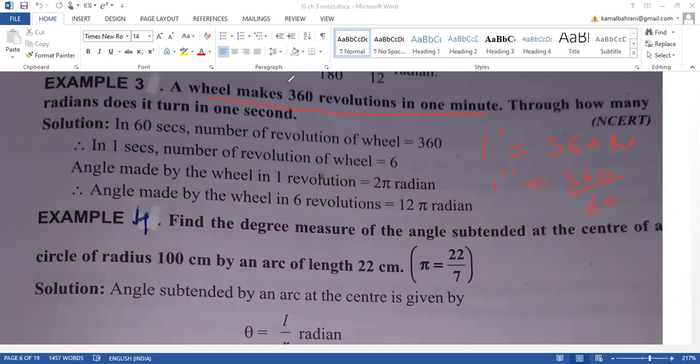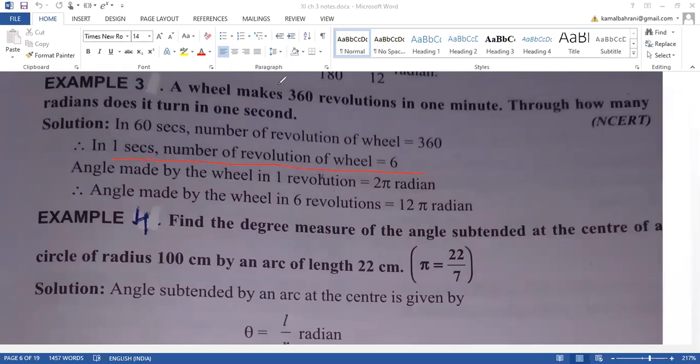In 1 minute, if a wheel makes 360 revolutions, then in 1 second, how many revolutions will it make? 360 by 60. So you will get 6 revolutions. In 1 second, the number of revolutions will be 6. This we have done. Clear? We have done this: in 1 second, the revolutions of the wheel will be 6.